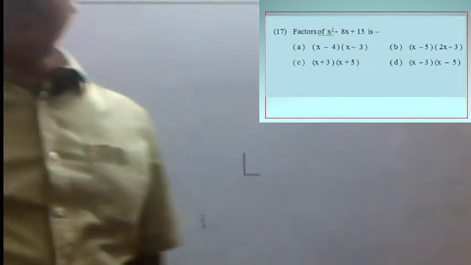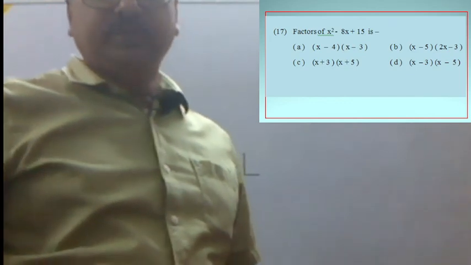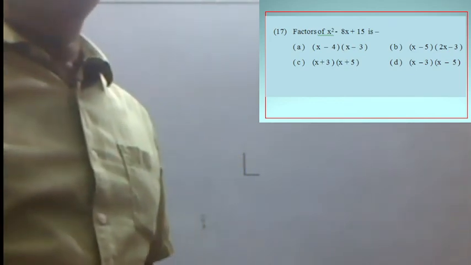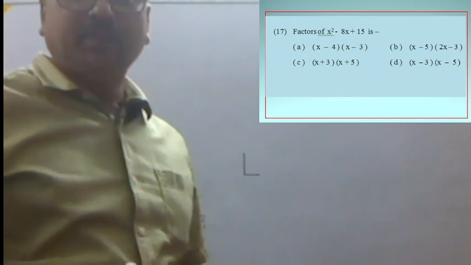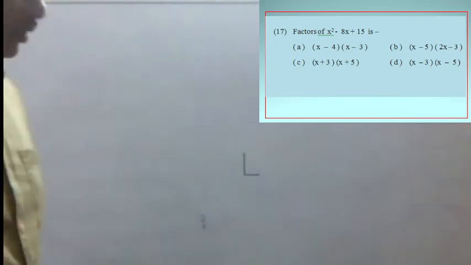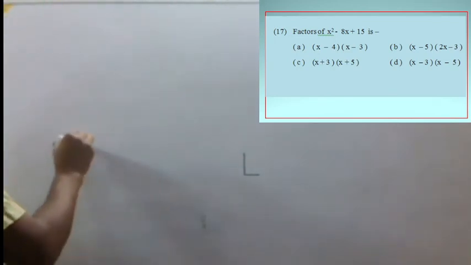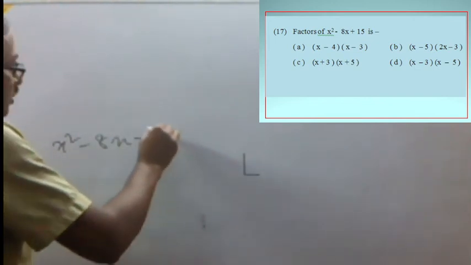Next question. Factors of this, almost the same pattern. Factors of x square minus 8x plus 15.